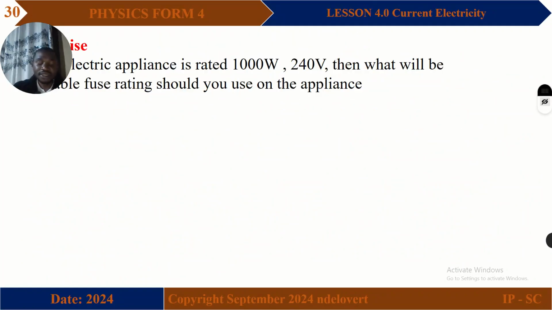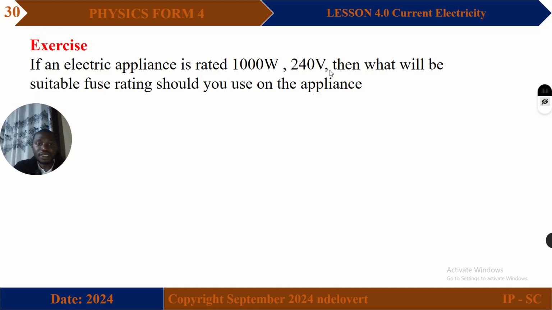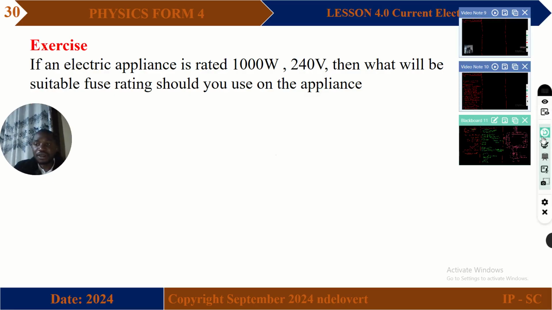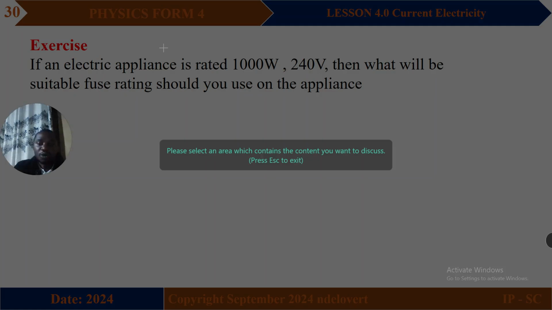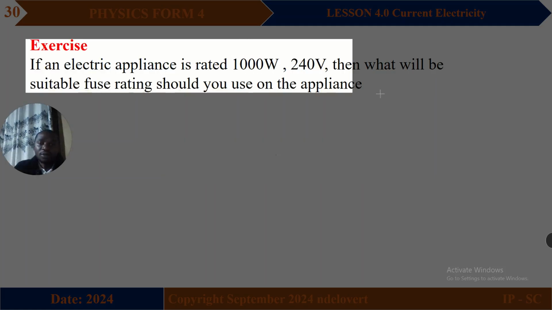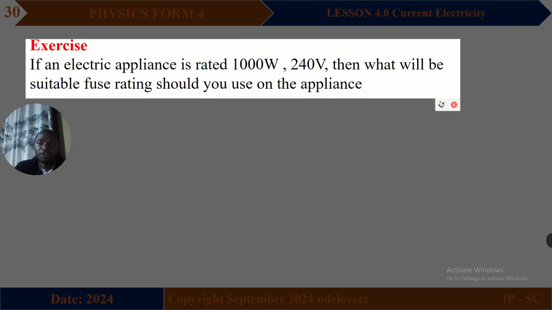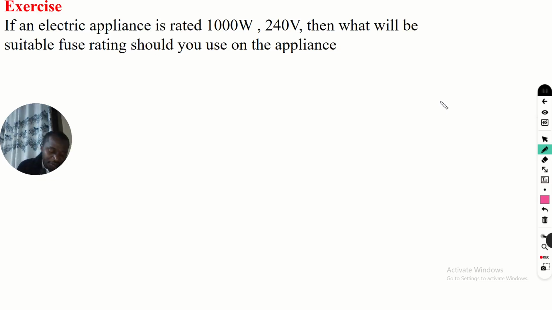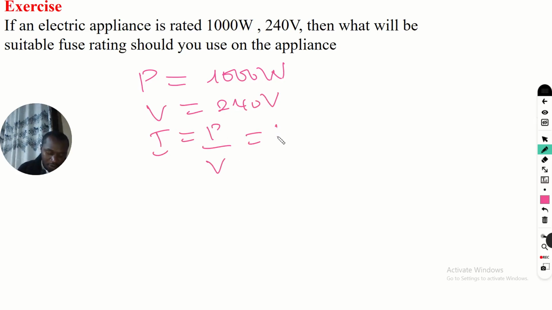This exercise is asking us to calculate, for example, how to calculate a fuse rating. So how do you do that? As I said before, for you to calculate a fuse rating, you first have to know the current flowing through it. So what do you do? You first calculate the current. They have given the power, which is 1000 watts, and the voltage is 240 volts. So current will be equal to power over voltage, which is 1000 watts over 240 volts.